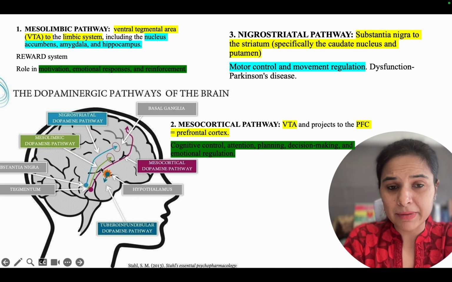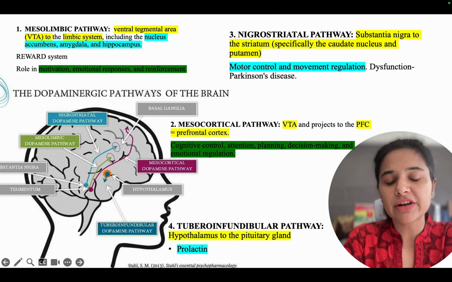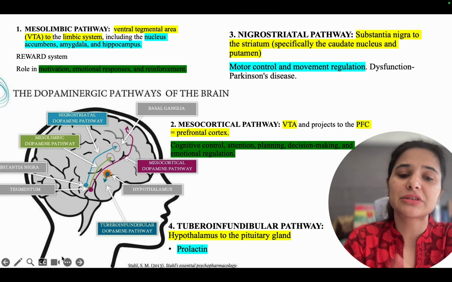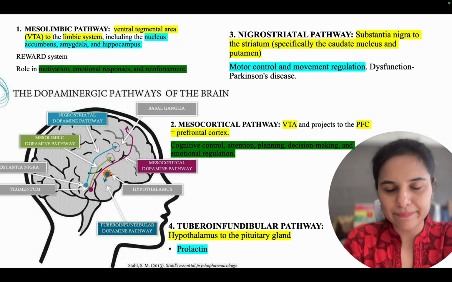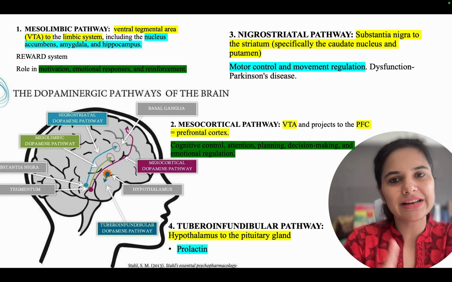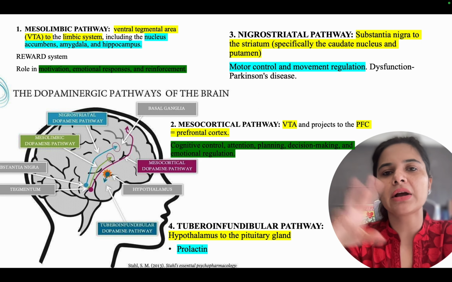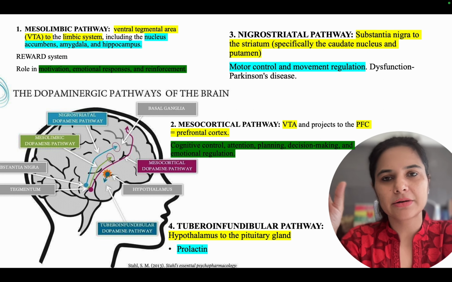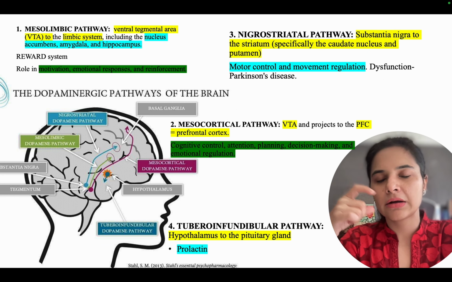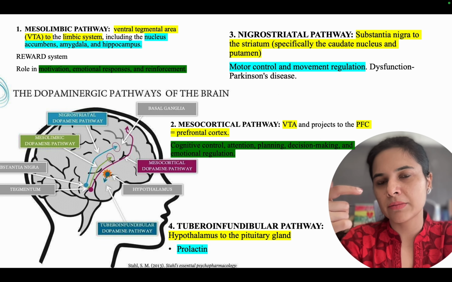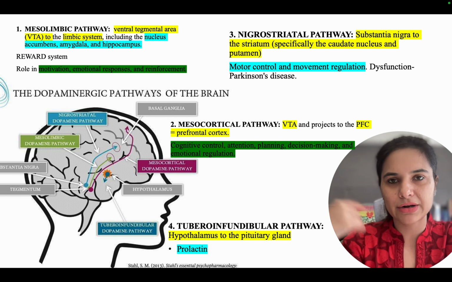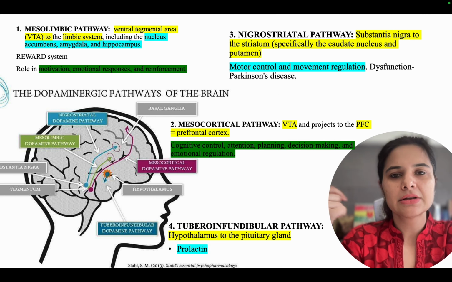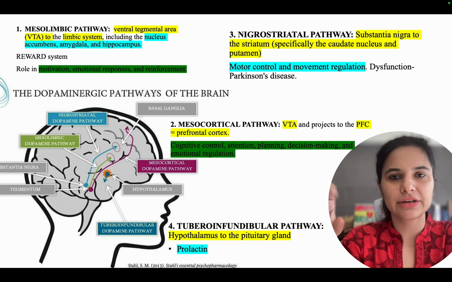So that is another part. And the final part is the tuberoinfundibular pathway, which goes from the hypothalamus to the pituitary gland. A problem here will lead to an increase in prolactin, will lead to galactorrhea, will lead to a woman saying that her periods are not coming through, will lead to somebody saying that my breasts are secreting milk without me being pregnant, or a male can also have that sometimes. So that is just your prolactin increasing.